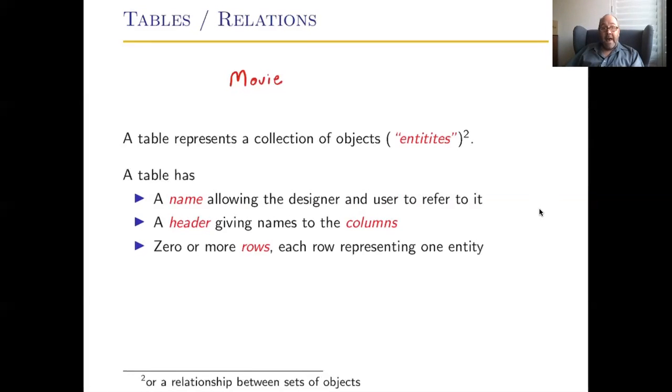The table has a header, so that's a row at the very top of the table that gives a name to each of the columns. And then a table has 0 or more rows, with each row representing one object in that collection. So a table can be empty. You can create a table and define and name the columns, but have no data in it. But usually, of course, a table will contain multiple rows, each row representing one thing.